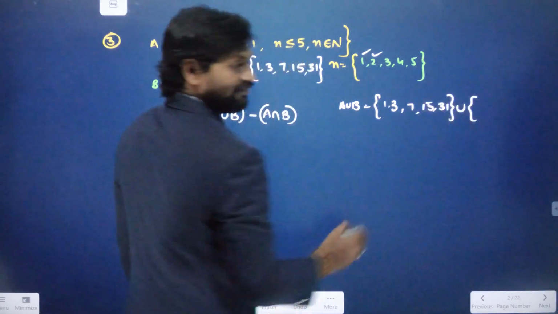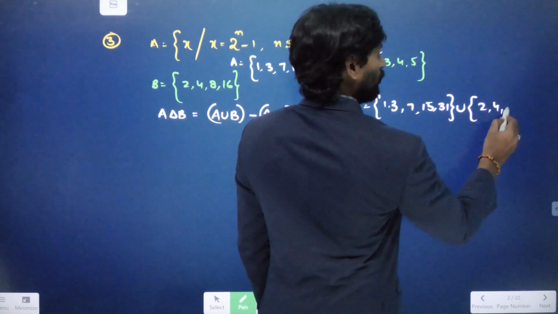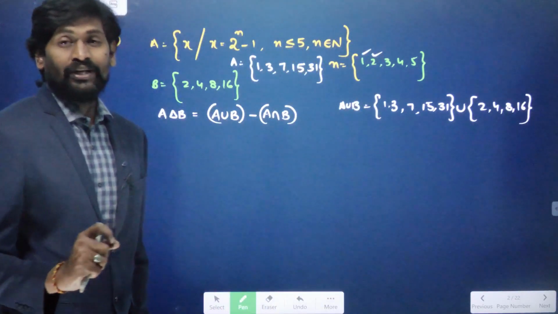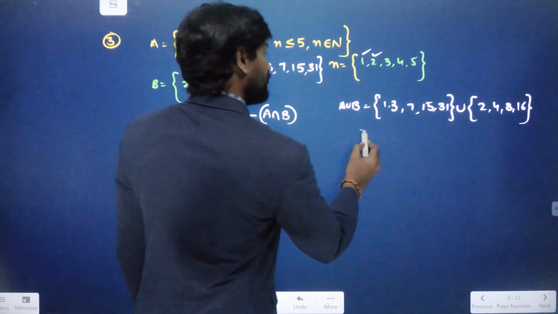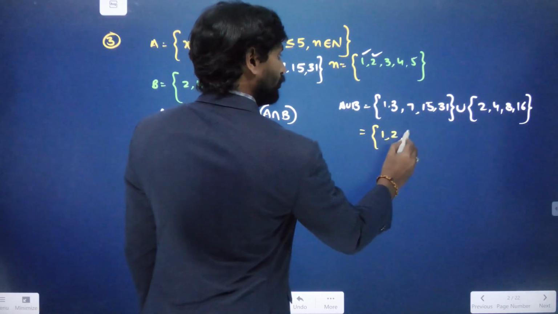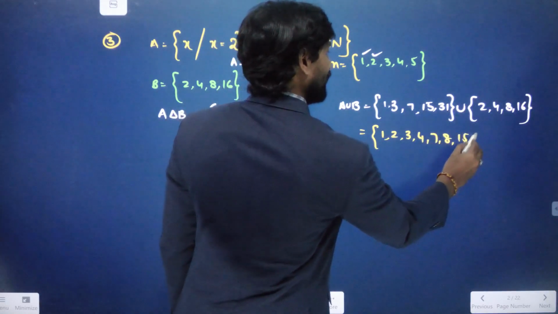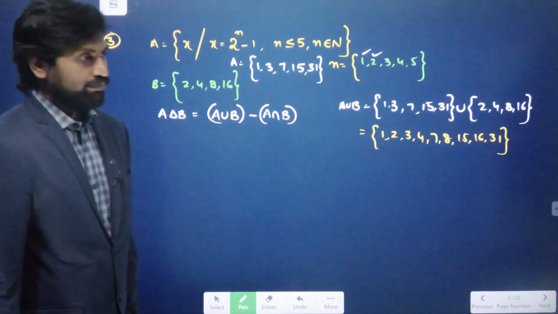Set B value is 2, 4, 8, 16. So A union B is nothing but all the elements from set A and set B together. Writing in order: 1, 2, 3, 4, 7, 8, 15, 16 and 31. This is the value of A union B.